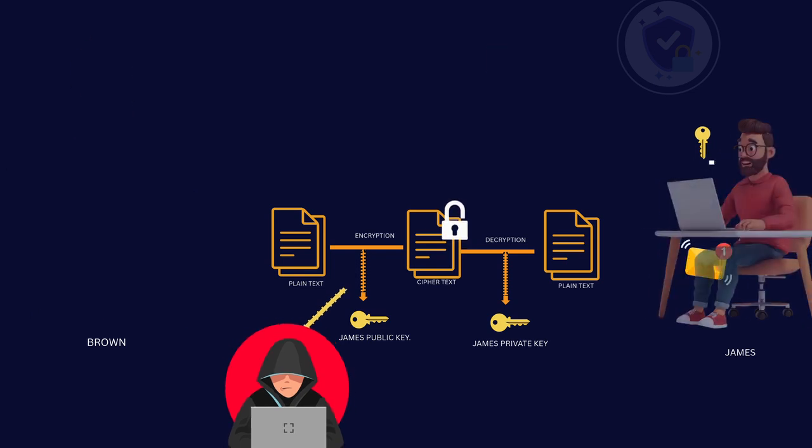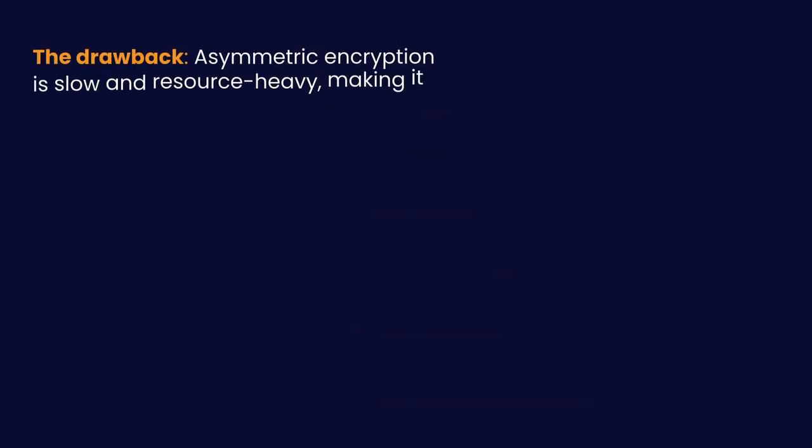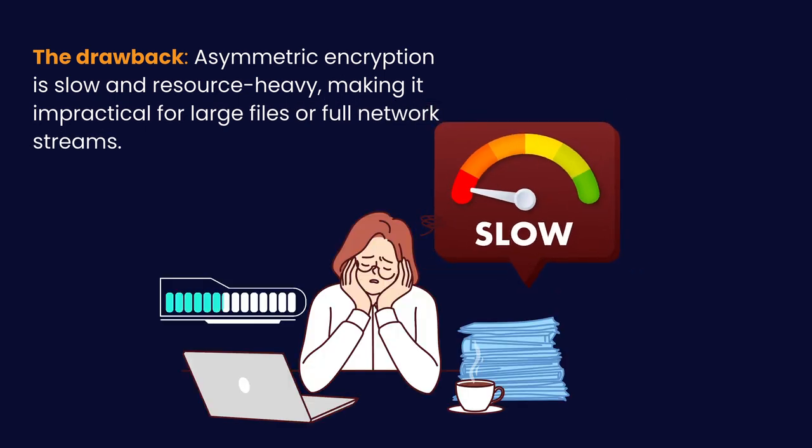So why don't we use asymmetric encryption for everything? Well, there's a big catch. Asymmetric encryption is slow. It uses a lot more computing power than symmetric encryption. Encrypting an entire large file or a whole network stream would be way too heavy using asymmetric encryption alone.